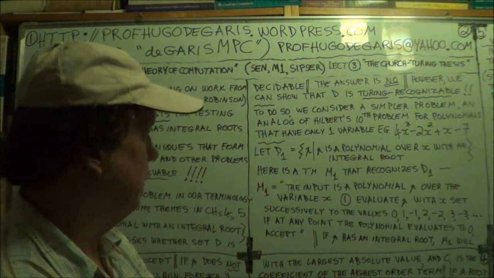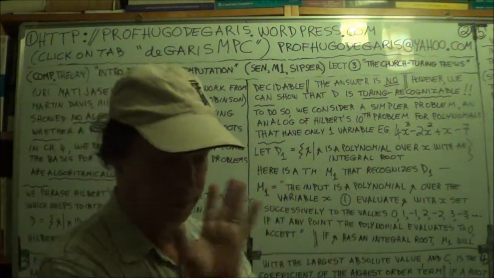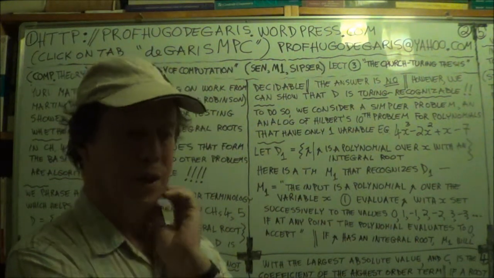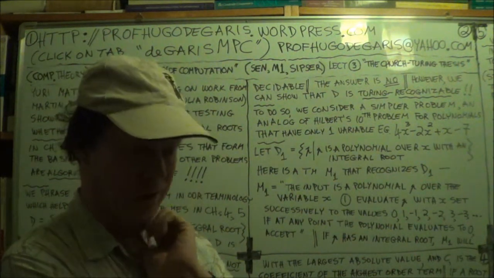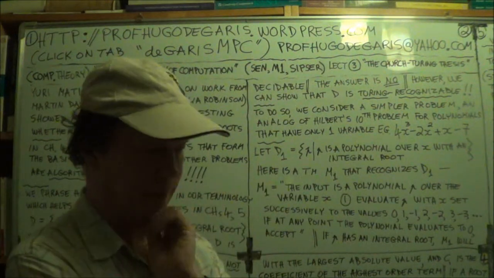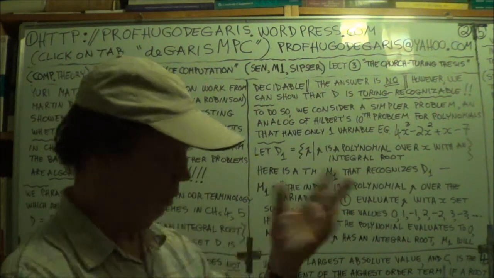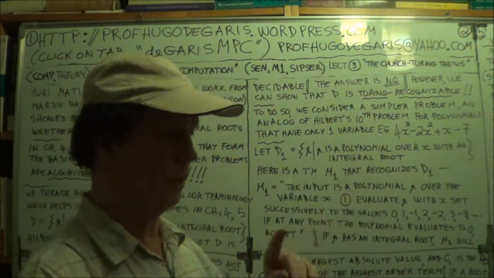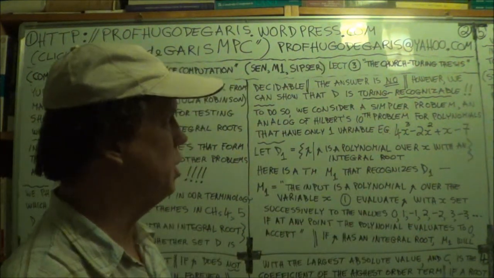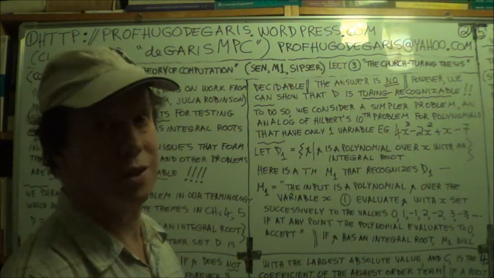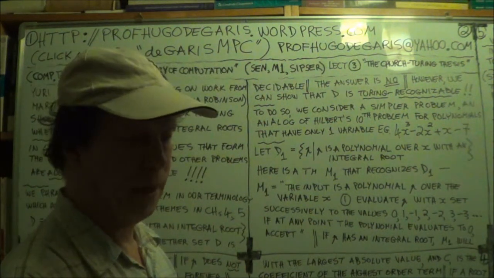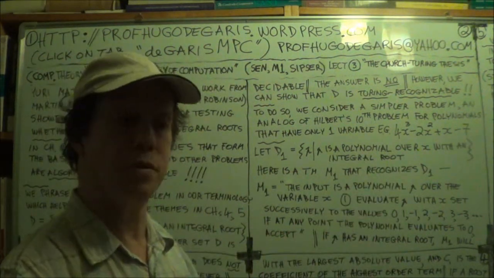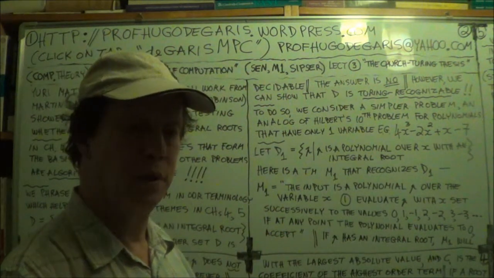So you can create machines that will accept strings, or members of the set, that satisfy the property. The property in this case is a polynomial with an integral root. That's the property. So you can find a machine that will accept such strings. Now, what if your polynomial has no integral root?